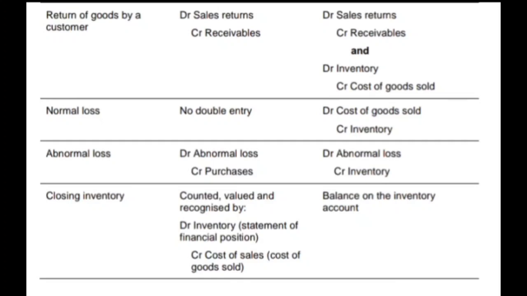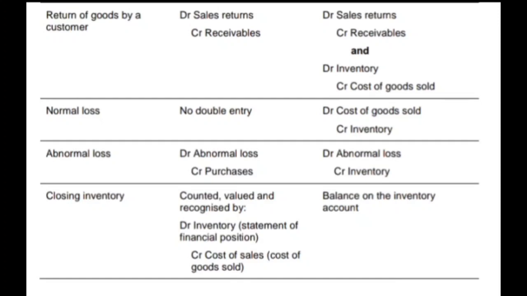Then, in case of abnormal loss, you will have to decrease the inventory whatever the method is, either the periodic inventory system or the perpetual inventory system. Both systems shall record the abnormal loss from the account of inventory. So under the periodic inventory system, abnormal loss debit and purchases credit. And under the perpetual inventory system, abnormal loss debit and inventory credit.